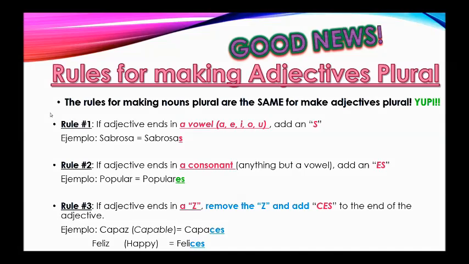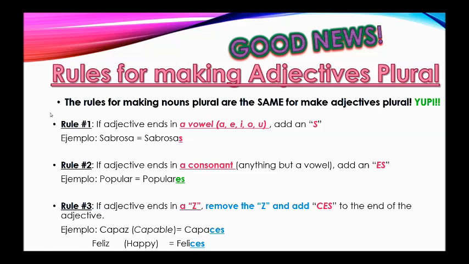So just to review how those same rules apply to adjectives, rule number 1 is that if the adjective ends in a vowel, you just simply add an S. So sabrosa, which is tasty. If you have multiple things that are tasty, then you are going to just say sabrosas, since it ends with an A. So all of these things are tasty.